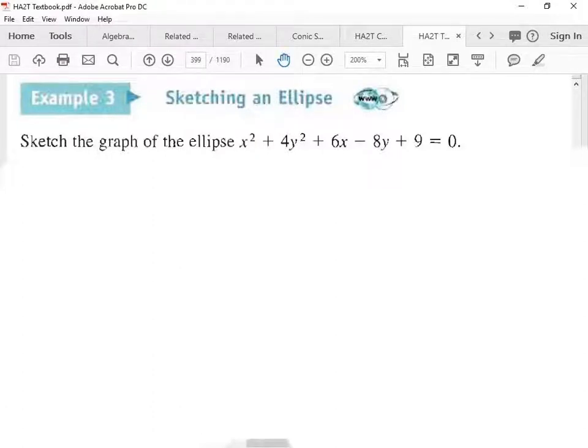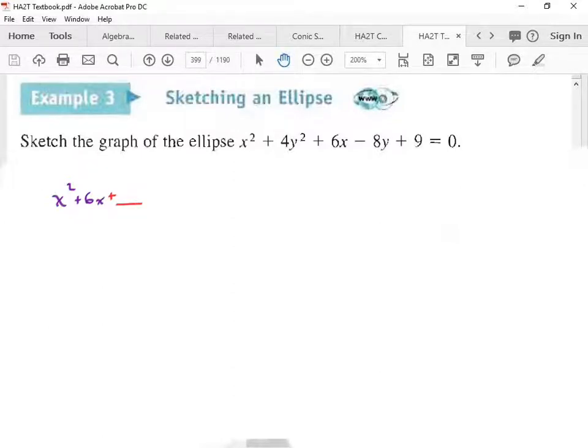Okay, so I'm gonna get all my x terms on one side, all my y terms on the other side. Actually, no, I'm not gonna do it that way. I'm gonna group the x terms together and the y terms together, and put the constant term on the other side. So I got x squared, and my other x term is 6x. And then I got to put a plus blank right here.